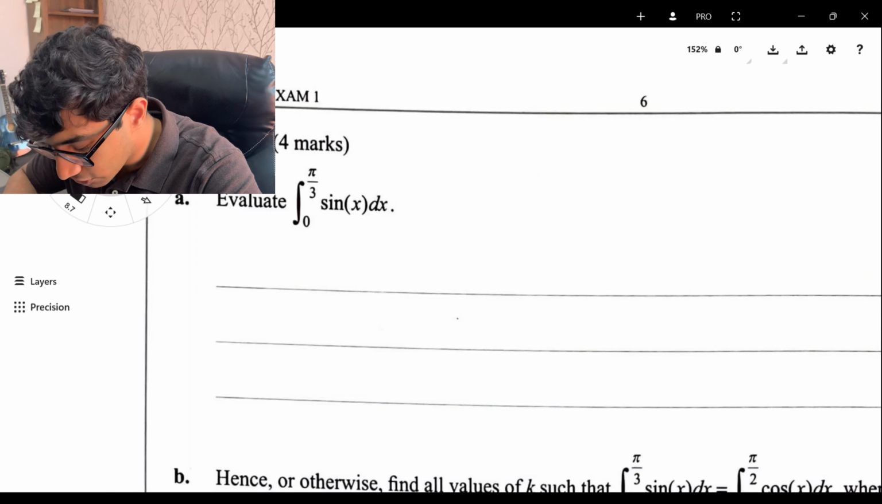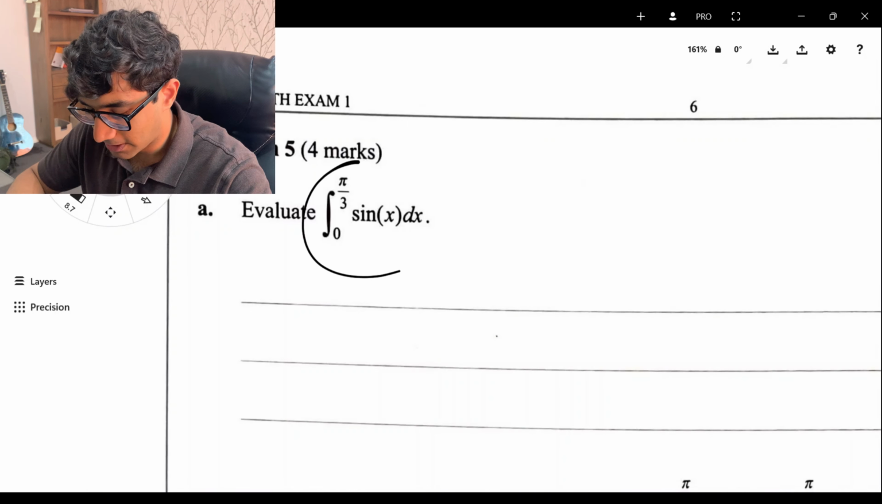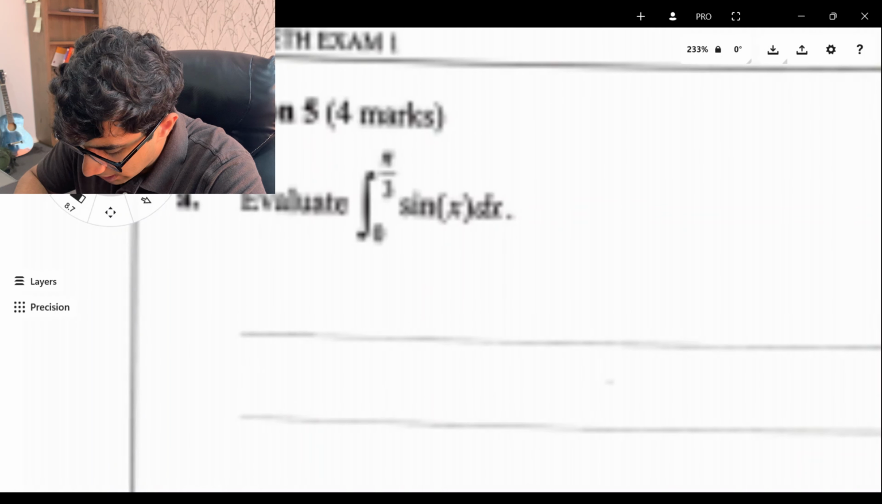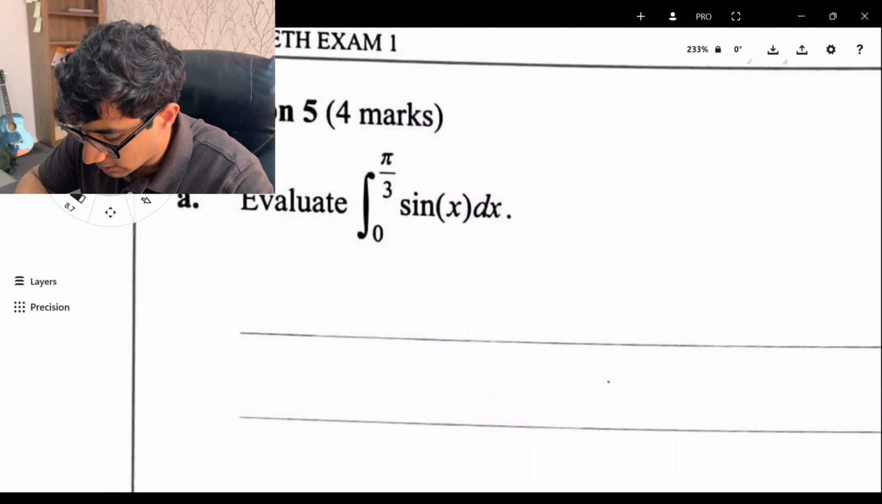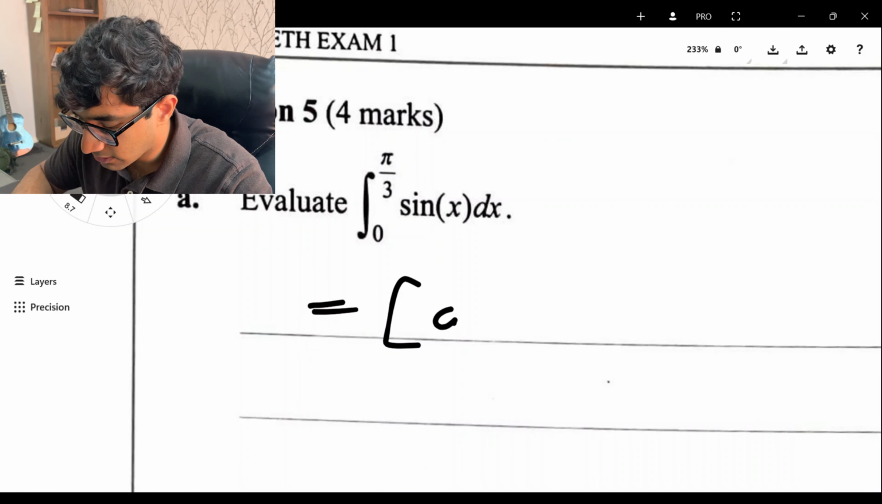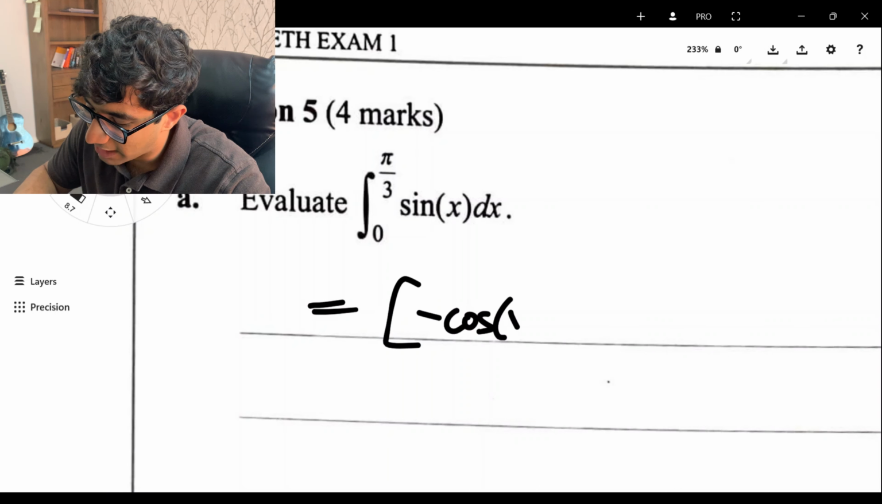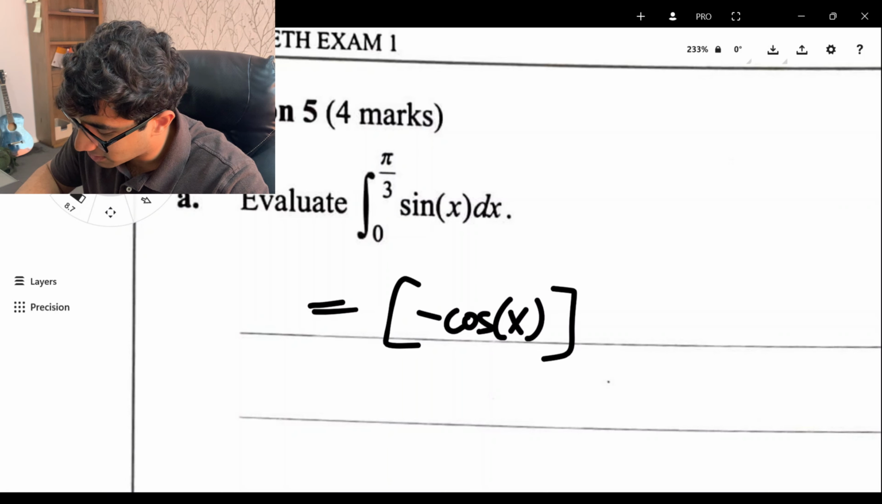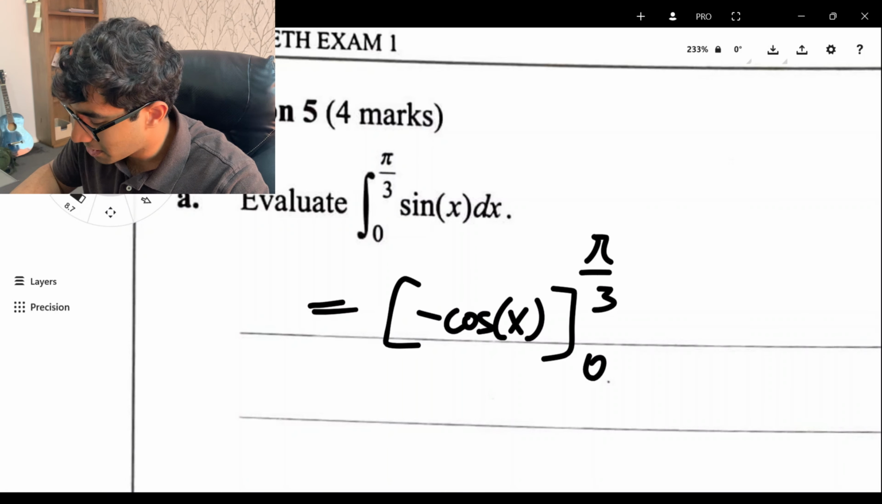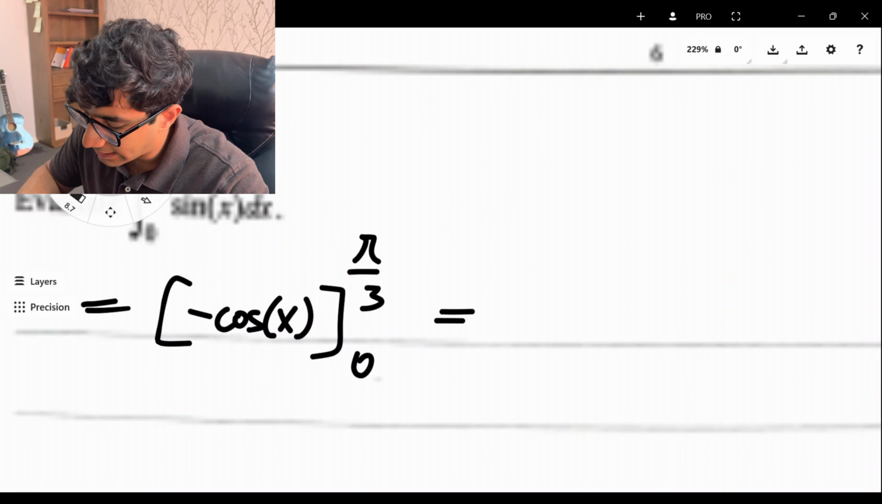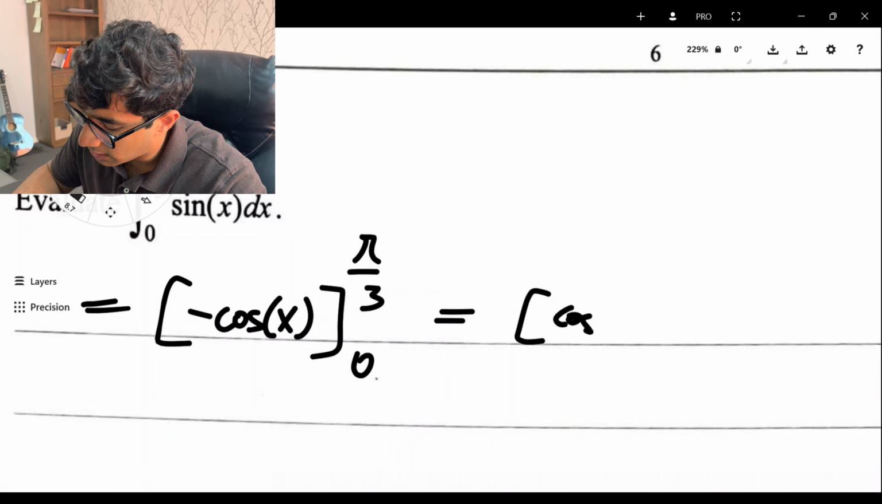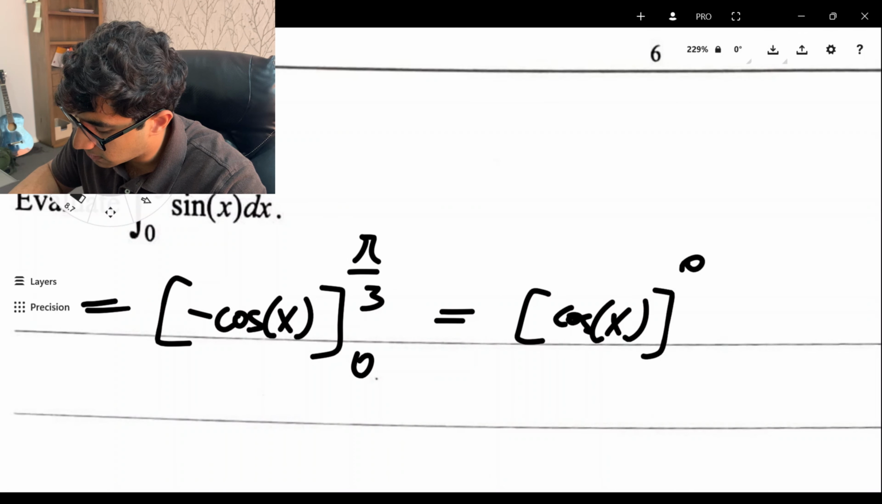So question 5, evaluate this thing. Evaluating sine, it's simple enough, right? It's just going to equal cos of x, well, hold on, minus cos of x, right? Always be careful with your negative signs. I was about to make a little bit of an error there. Personally, I like getting rid of the negative sign. It just makes the algebra easier, so let's do that.